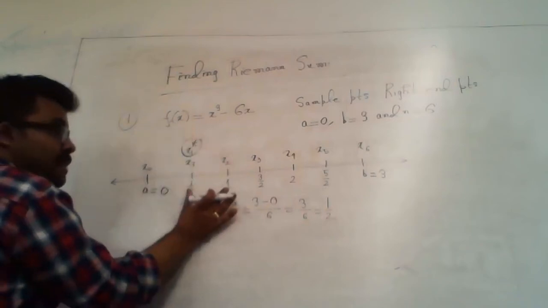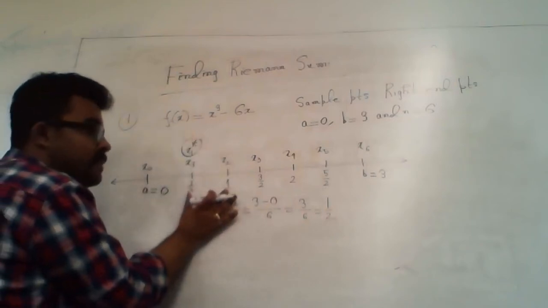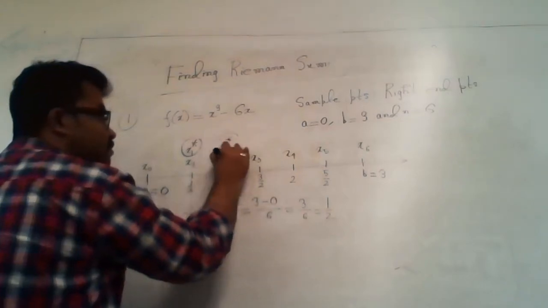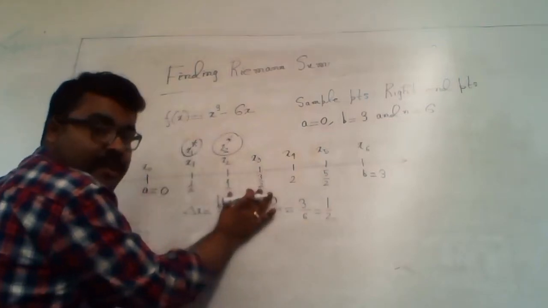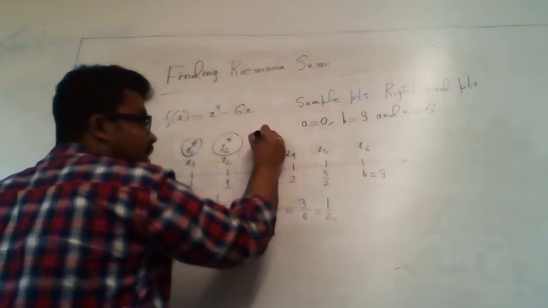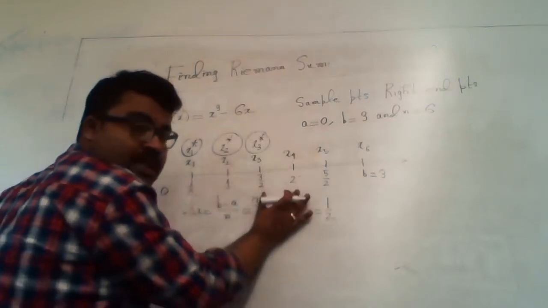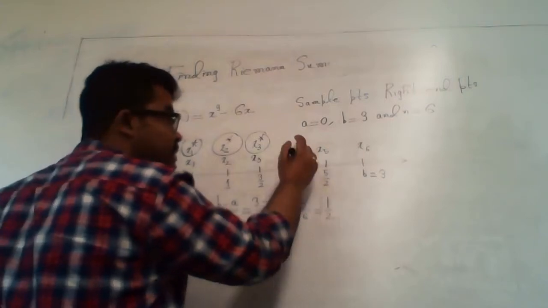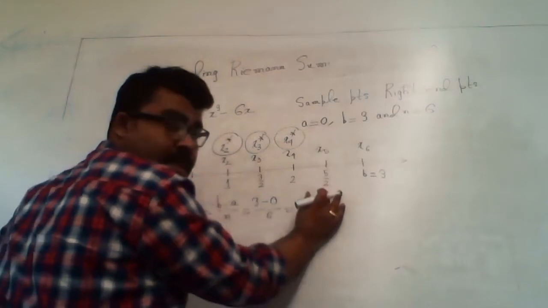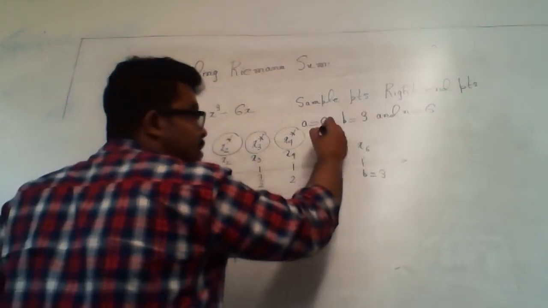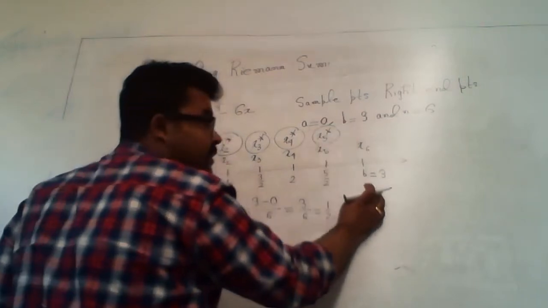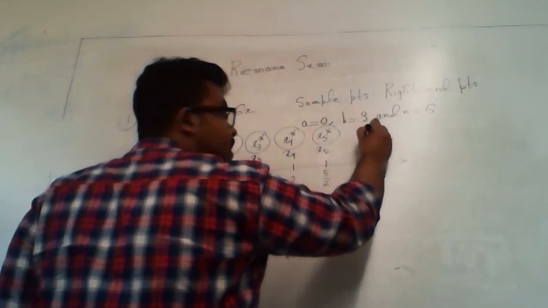Now let me consider my second subinterval. What is its right endpoint? This is, so I'll name it x2 star. This is my third subinterval. Its right endpoint is this, so I'll name it x3 star. This is my fourth subinterval. Its right endpoint is this. I'll call it x4 star. This is my fifth subinterval. Its right endpoint is this. So x5 star. This is my sixth subinterval. Its right endpoint is this. So this will be x6 star.